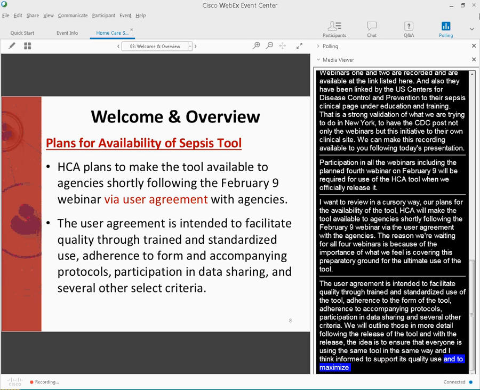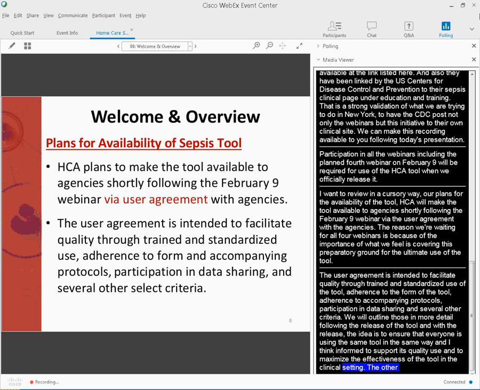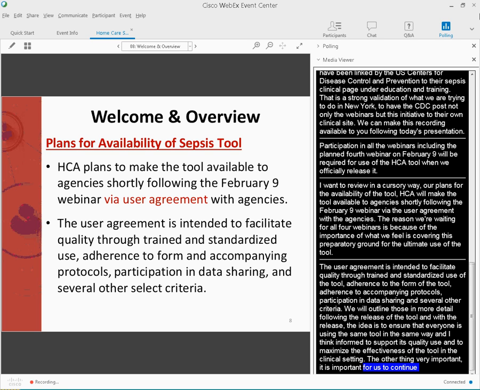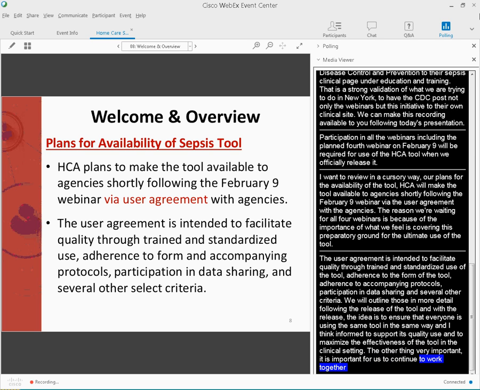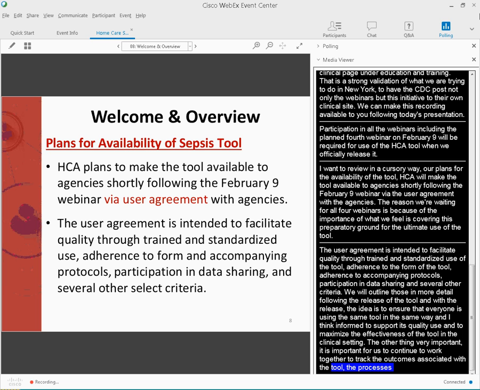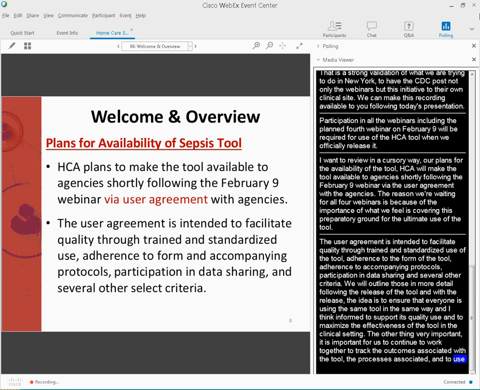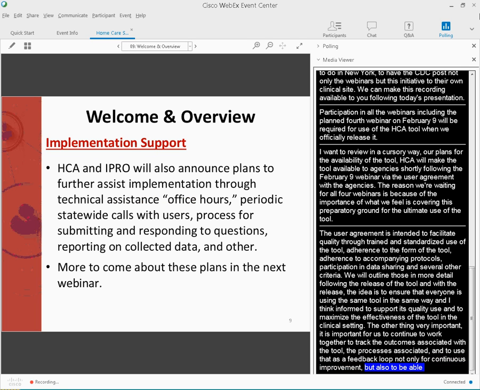The other thing very important is that it will be very important for us to continue to work together to track the outcomes associated with a tool, the processes associated therewith, and to use that as a feedback loop, not only for continuous improvement, but also to be able to demonstrate effectiveness and seek further support for what we're doing. Next slide, please.